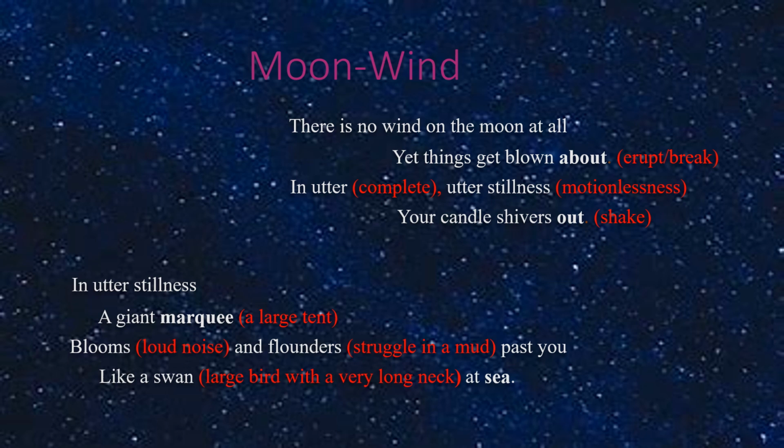Next is, in utter stillness, a giant marquee blooms and flounders past you like a swan at sea. So he says that a giant tent would be blown away by the moon wind, which looked like a huge swan flying over the sea. So you see, he used the word giant just to mention that the marquee, the tent, is quite huge, yet it can be blown by the wind that is not present on the moon. So this is a very strange or unusual thing that is happening on the moon.